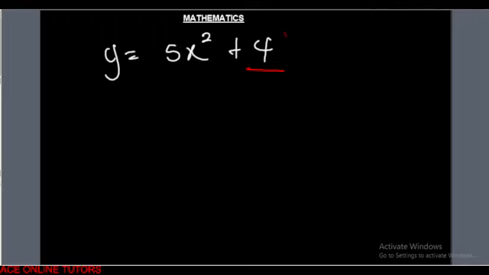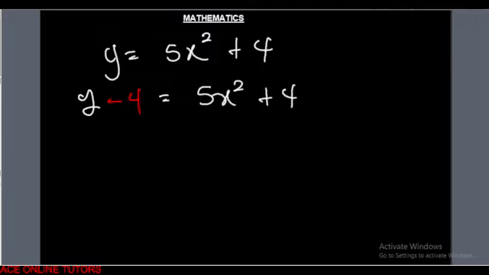Now you look at how that 4 is connected to x. It's connected with the plus sign. What's the opposite of addition? That is subtraction. So that means you have to subtract this 4 from both sides. Don't forget, whatever you do to one side, you also do to the other side. So what are we going to have? You are going to have y minus 4 equal to 5x squared plus 4 minus 4.